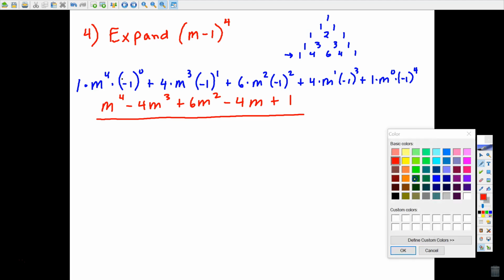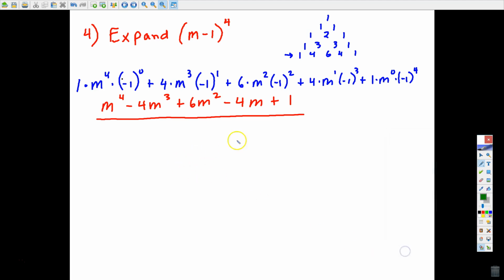Maybe you wanted to use the binomial theorem. Well, the only difference is how you get these coefficients. You don't have to make the triangle when you do the theorem, because you get those numbers 1, 4, 6, 4, 1 by doing combinations. You would start off with 4c0, m to the fourth, negative 1 to the 0. You notice the way we handle the terms in the parentheses is exactly the same.